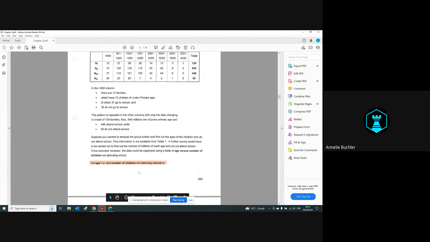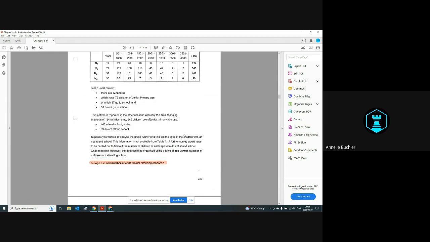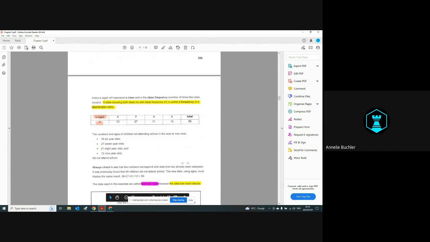I just want to see if we add it up here. Yes, this is the total: NP not attending school, 100%. So there you can add it up. That 99 should add up over there. Now we're going to check that the numbers correspond with the data we have. The new data using ages must display the same result, and it does. 39, there you can check where we got that from.